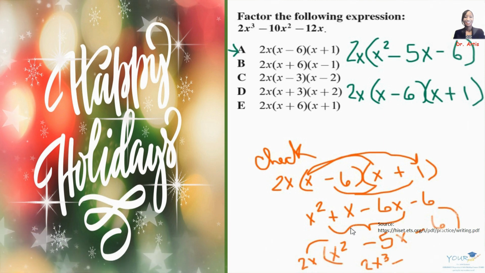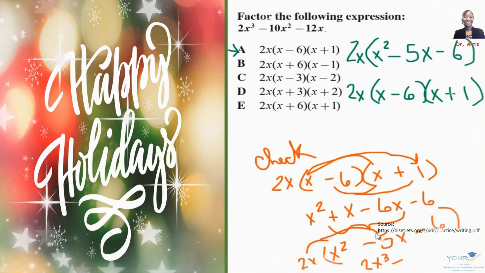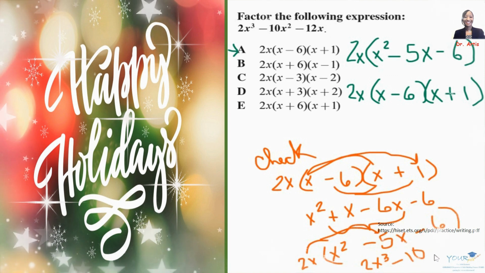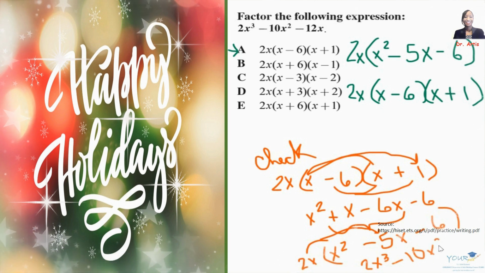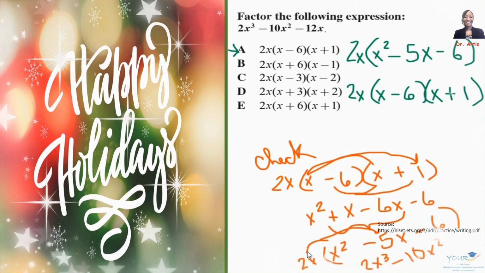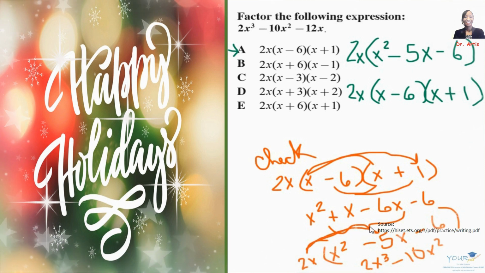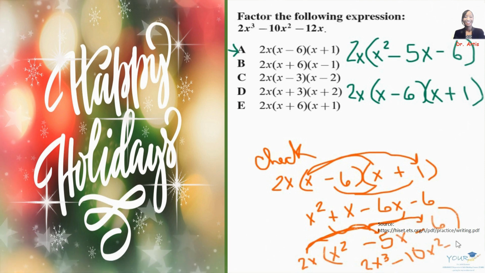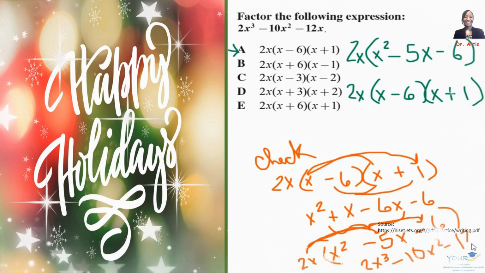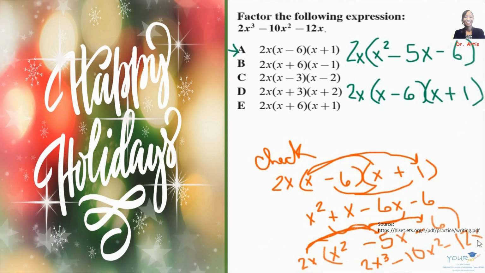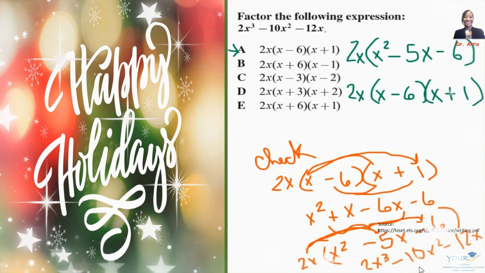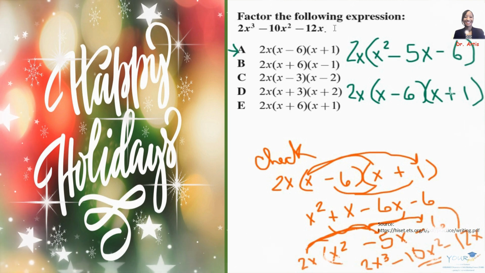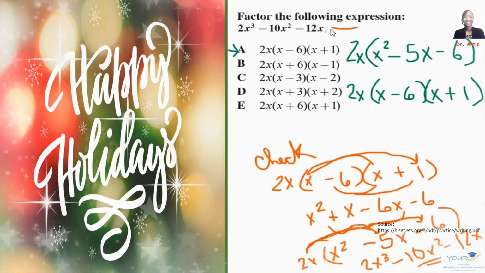2x times a negative 5x will give us a negative 10x squared. And then lastly, 2x times a negative 6 will give us a negative 12x. And as you see here, we have the same expression here as we do in our original expression here.